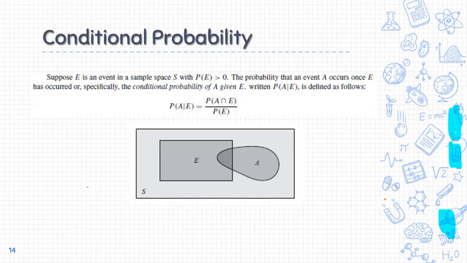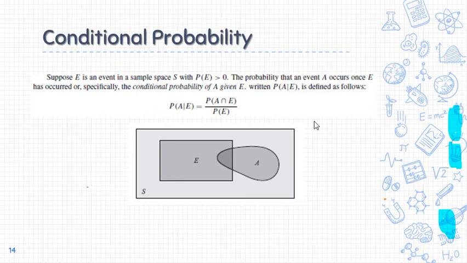Now let's go to conditional probability. Okay, so conditional probability is the probability wherein one event occurs with a connection to another event. So one event occurs given that another event occurred. So it says here that suppose that you have an event E in a sample set S with the probability of this event greater than 0, of course, if it is greater than 0, meaning mahitabo gid siya, then the probability that an event A occurs, given that E occurred, is called the conditional probability of A given E.